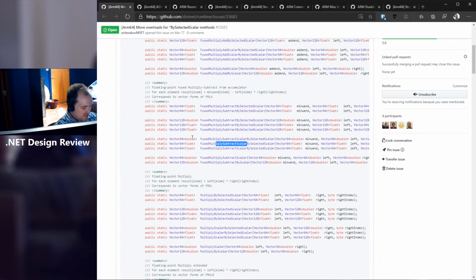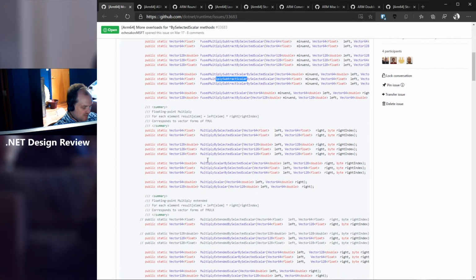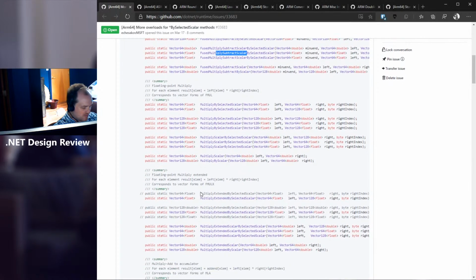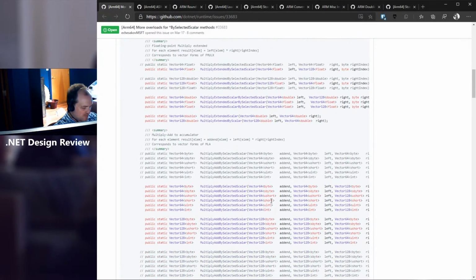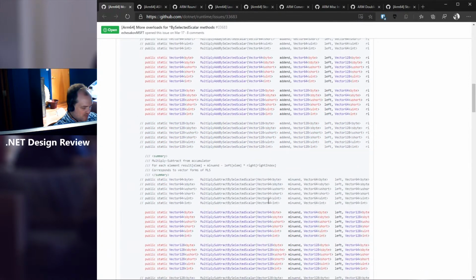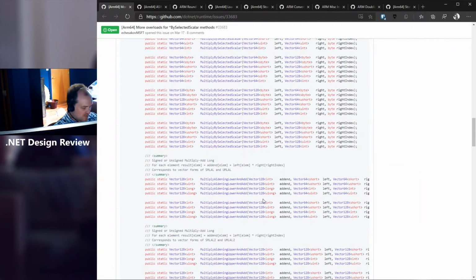Scroll down a little further, right? A little bit down. More. Keep going. I think that one. No, yeah. Keep going. Yeah, there we go. Which multiply widening ones? Yeah, those ones are missing by selected.